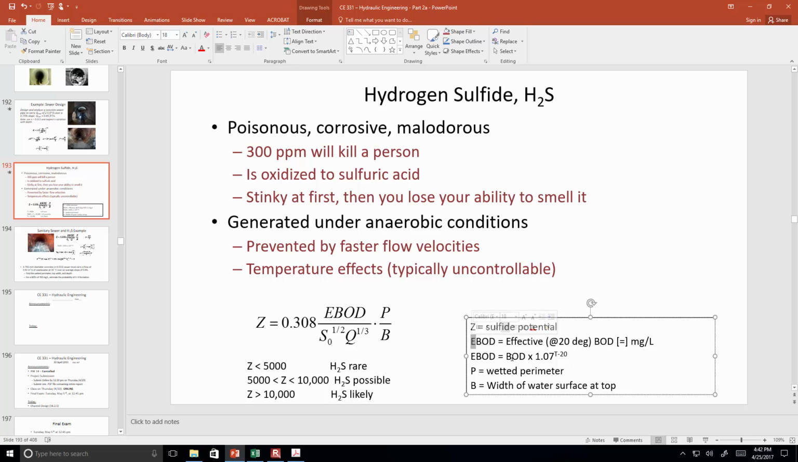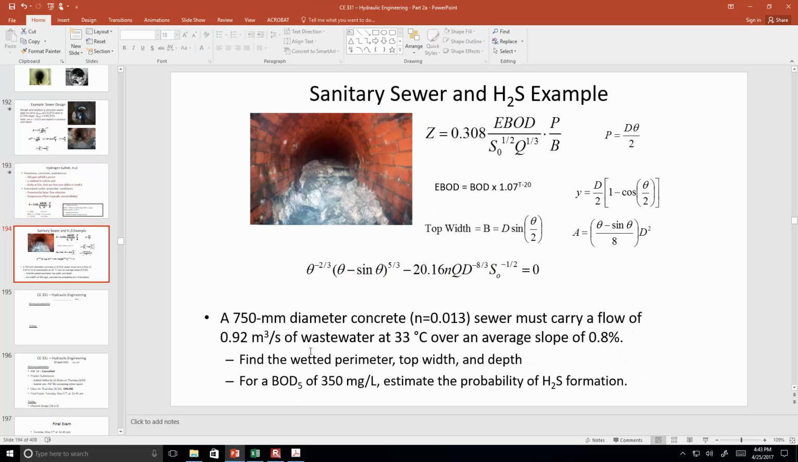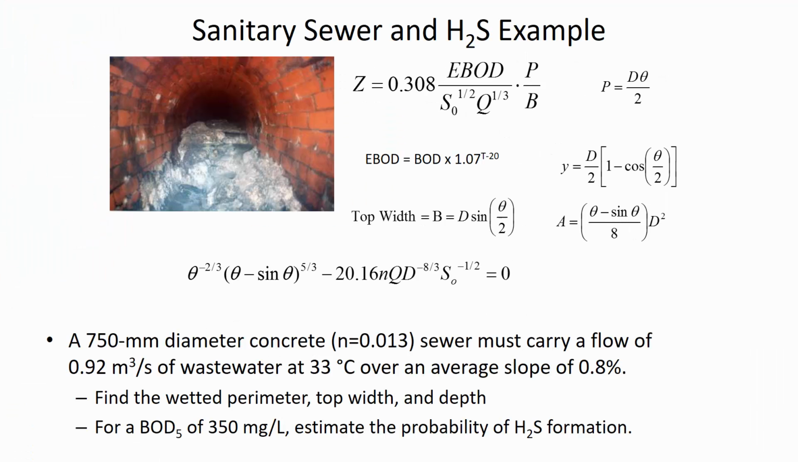And warmer weather promotes hydrogen sulfide formation. And so we'll take the temperature in Celsius, minus 20, and so 1.07 to the power of T minus 20, multiplying that by BOD, will tell you the effective BOD. So if we had more time, this is the example that we'd work, and I'm going to show you the solution to this in just a minute.